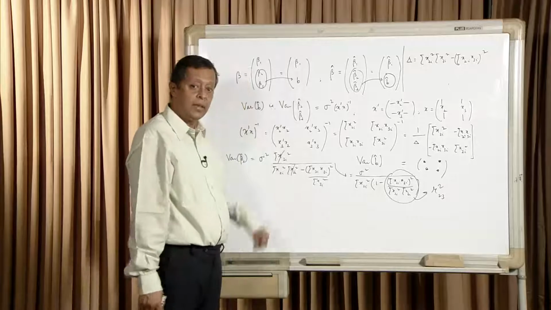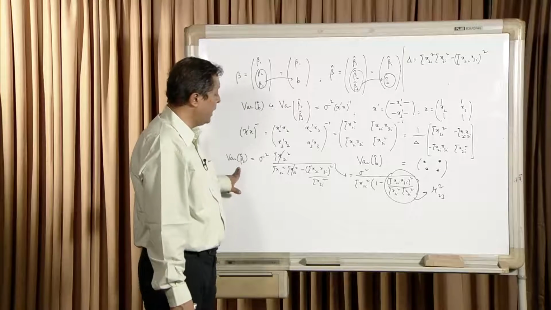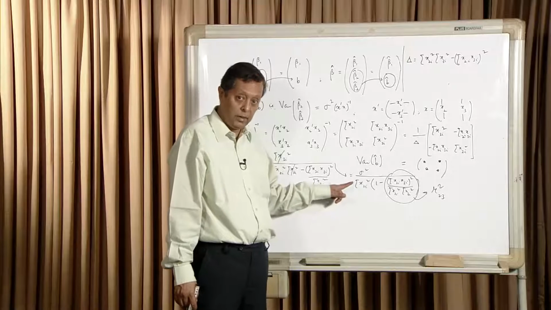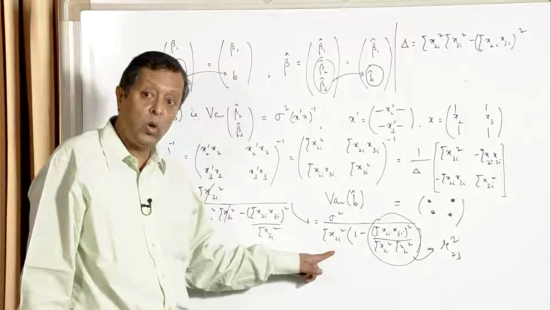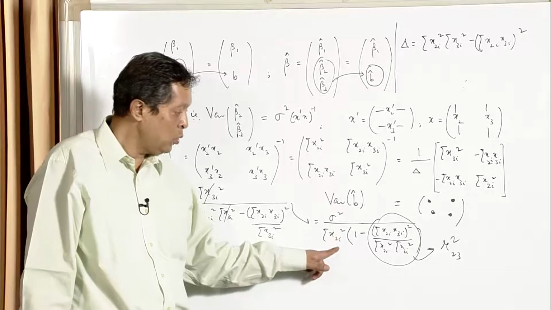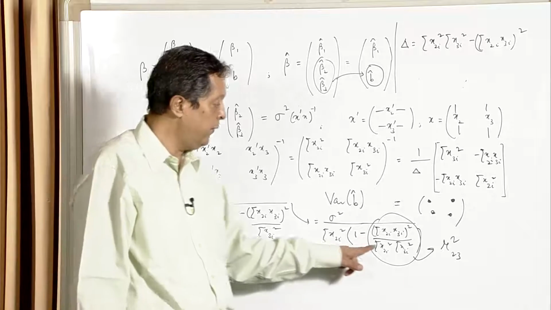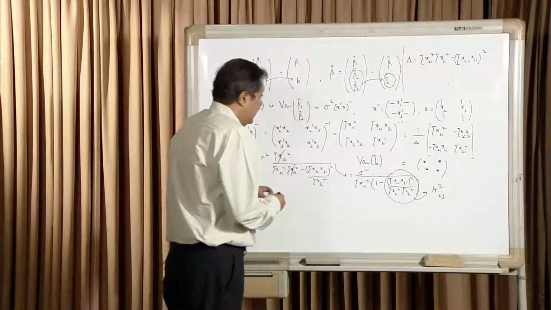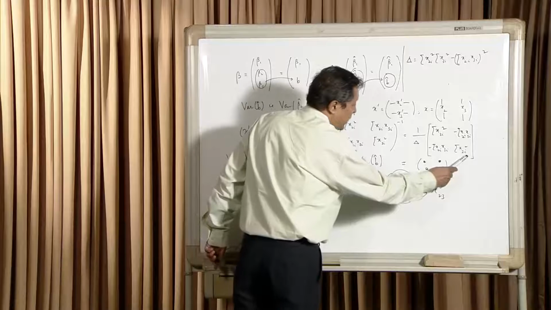And all viewers will immediately recognize that this term is nothing but r square 2 3. So, as we have already seen, variance of beta 2 hat will be sigma square divided by, if you recall the terminology, this is pure x2i square. x2i square cleansed of the effect of x3 on x2. Let us take a look at the bottom right hand corner.